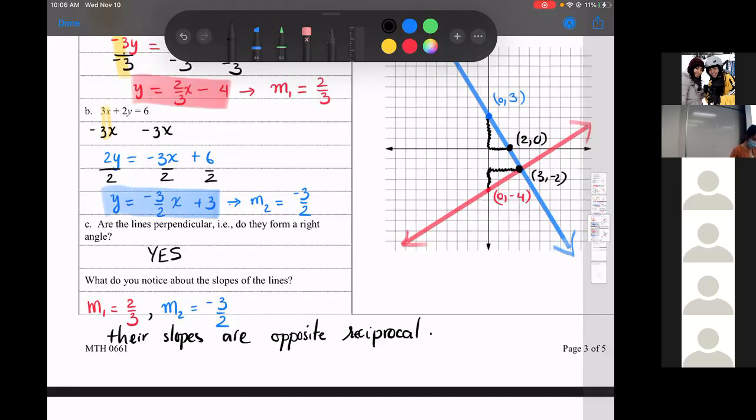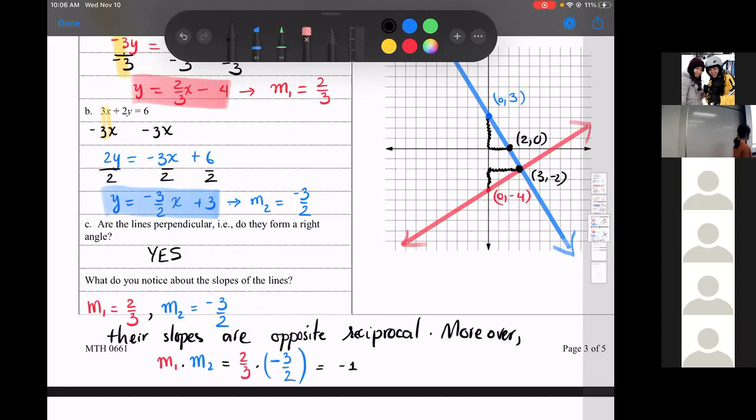Moreover, if you multiply the red slope with the blue slope, what happens? Not quite zero. The red is 2/3, the blue is -3/2. What is it equal to? I'm multiplying the two slopes together. Yeah, -1.